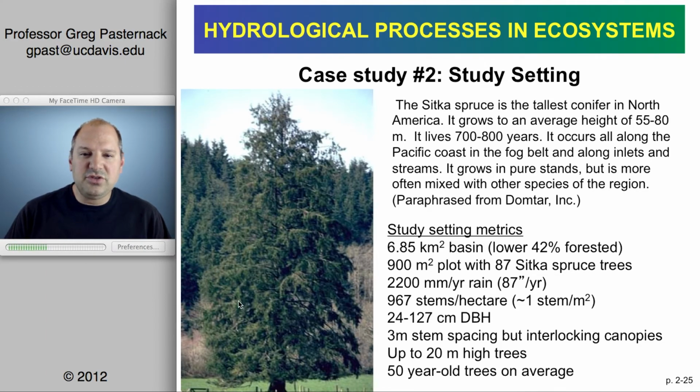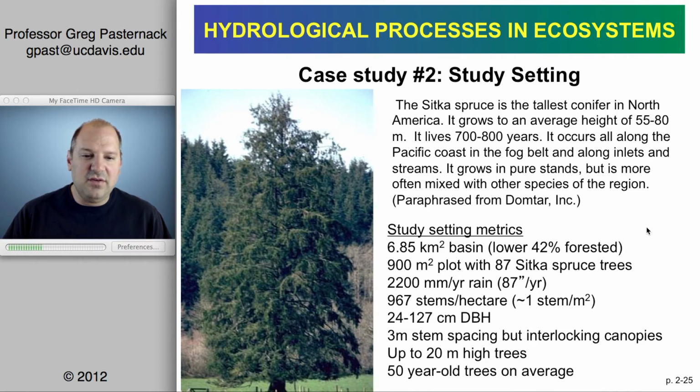So here's an illustration just showing what this Sitka spruce looks like. It's the tallest conifer in North America. It grows to an average height of 55 to 80 meters and lives hundreds of years. It occurs all up and down the Pacific coast. It draws a lot of water out of fog. It can grow in pure stands, but it also can be in a mixed forest.